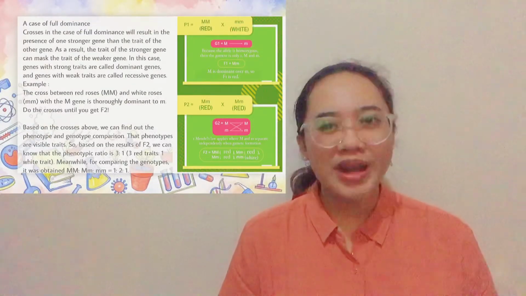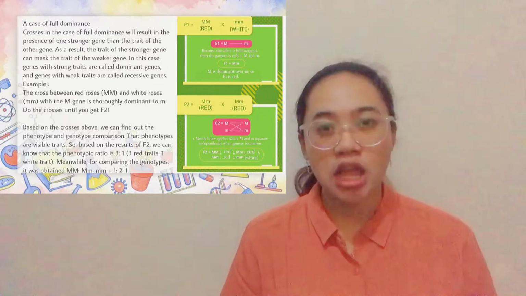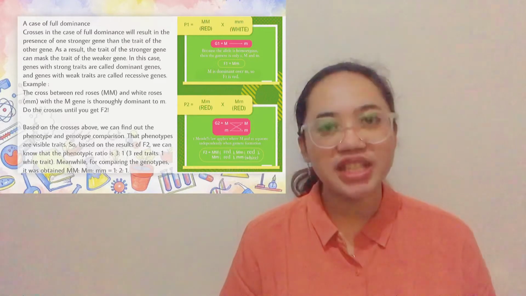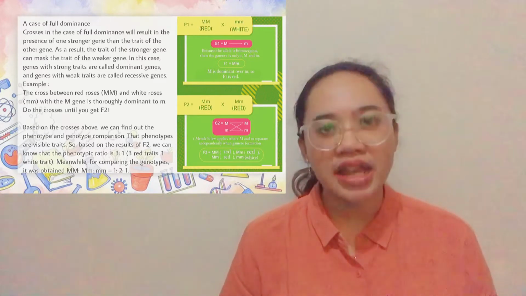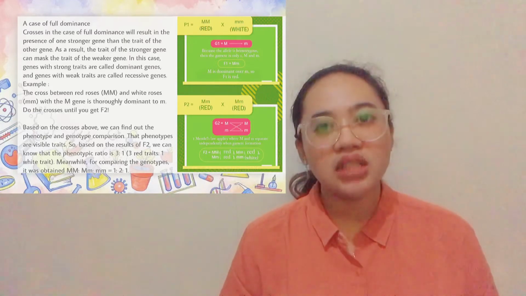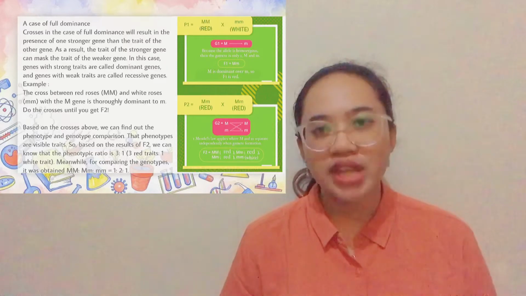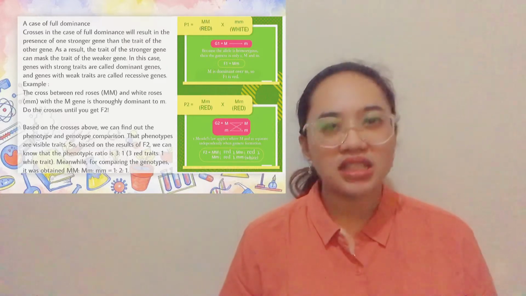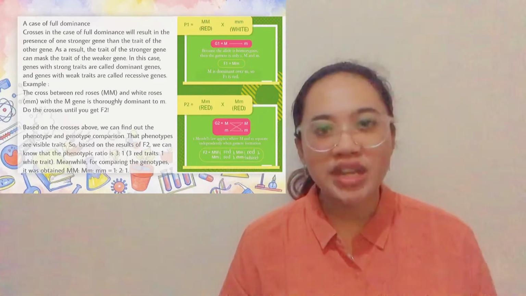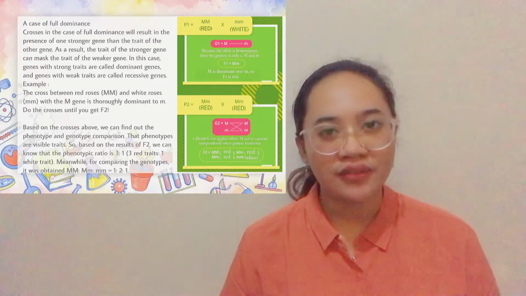There are two parts of monohybrid cross. Number one is a case of full dominance. Cross in the case of full dominance will result in the presence of one gene stronger than the trait of the other gene. As a result, the trait of the stronger gene can mask the trait of the weaker gene. In this case, genes with strong traits are called dominant genes, and genes with weak traits are called recessive genes.